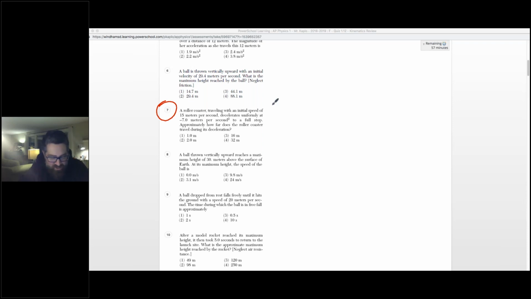It's traveling with initial velocity, I'm just going to write this stuff down, of 15 meters per second, and the acceleration is given to us as -7 meters per second squared. And then it comes to a stop, so the final velocity is 0. And they're asking me how far. So they're asking about the displacement in this problem.